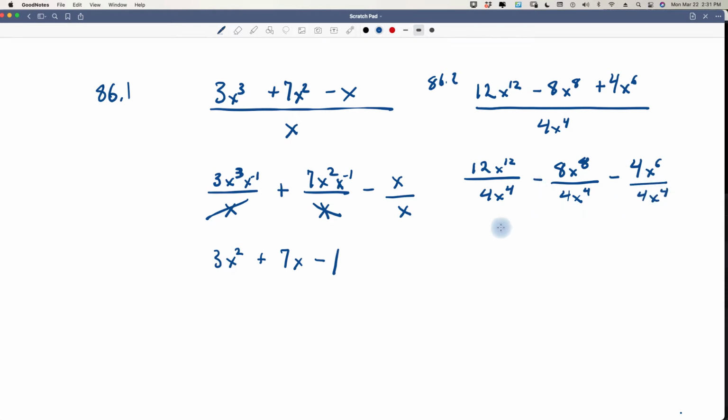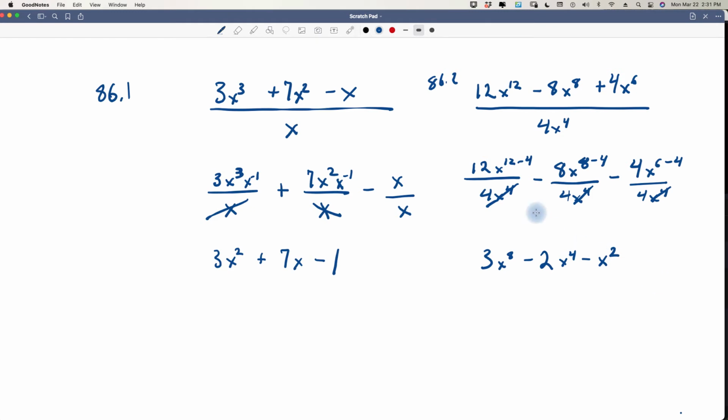Now we just eliminate. So 12 divided by 4 is going to be 3. And if we take x to the 4th up here, then that's going to be x to the 8th, because it becomes a negative. 8 divided by 4 is 2. And if we take x to the negative 4 and put it up there, that becomes x to the 4th. And if we divide 4 by 4, then that's 1. And if we take x to the negative 4 up here, then that becomes x squared. And that would be our answer for the division problem here.